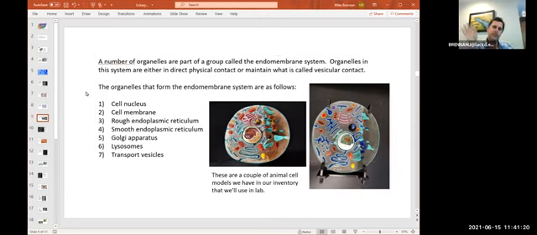So it's a membership, a club of organelles that are either directly physically touching each other or maintain what's called vesicular contact. We'll talk about vesicles in a second. Just think of them as trucks, and the organelles as a warehouse, a factory, a distribution center. You have UPS, FedEx, DHL, Amazon trucks going from one distribution center to another. They're like transport vesicles, and the big 300,000 square foot facilities they're going to and from are like organelles.